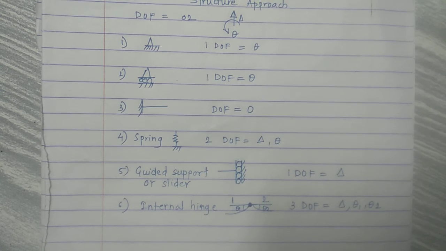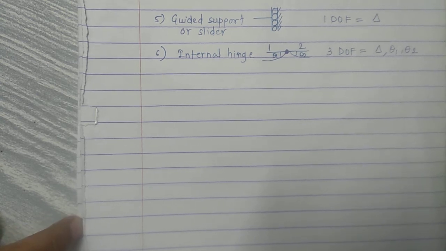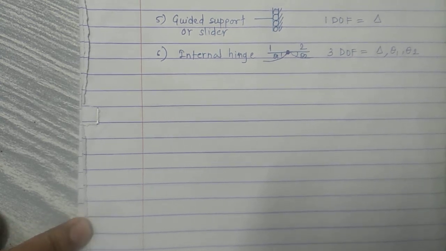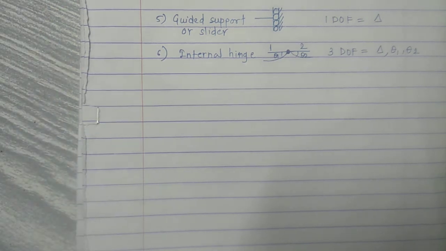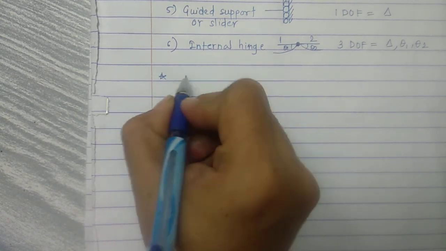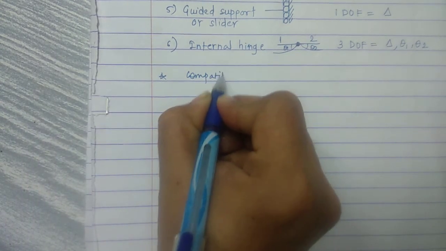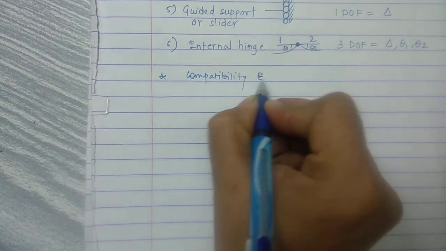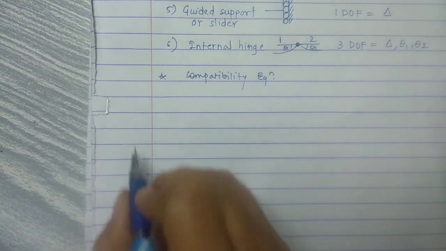So here we will start with our structure approach. In the structure approach, the steps for the solution are already given in the notes. You read those steps. Also we will see the problem, in which you will get to know the steps that are followed in this structure approach. Now the main concern here is the compatibility equation, which is also called the equation of equilibrium.